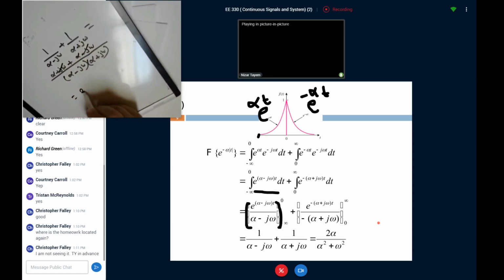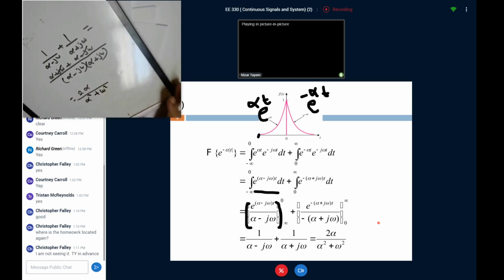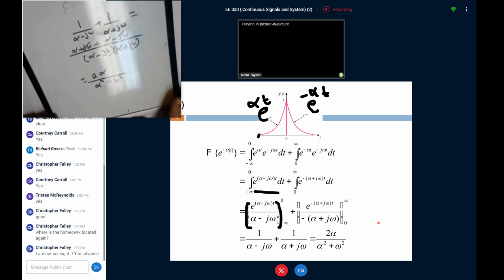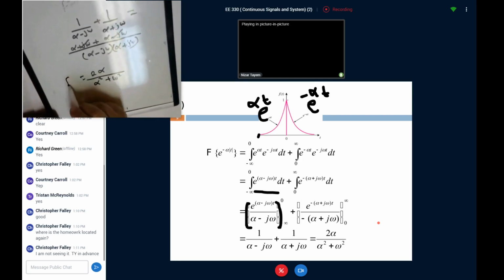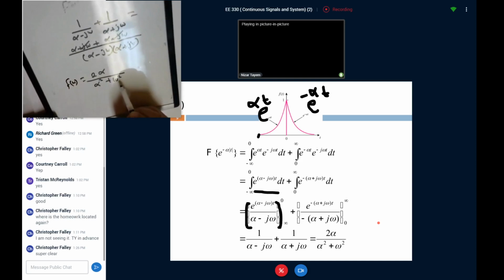So then we have what? We have 2 alpha over alpha minus j omega times alpha plus j omega, which is the difference between 2 complete squares. So then this is simply equal to alpha squared plus omega squared. Is it clear? So in this case, this is what F of omega is. It's going to be 2 alpha over alpha squared plus omega squared.